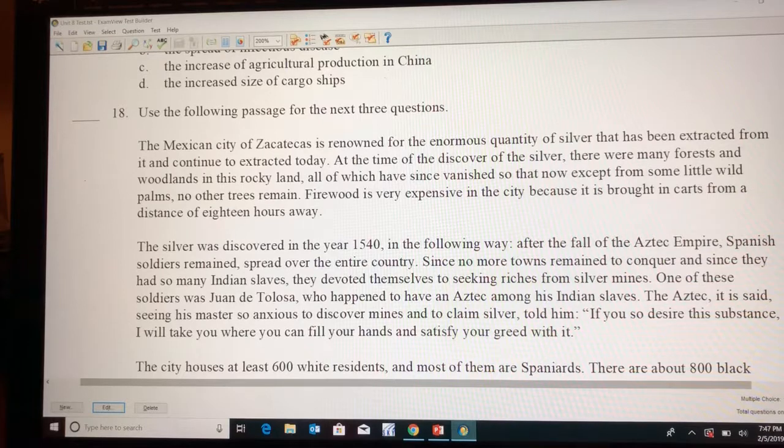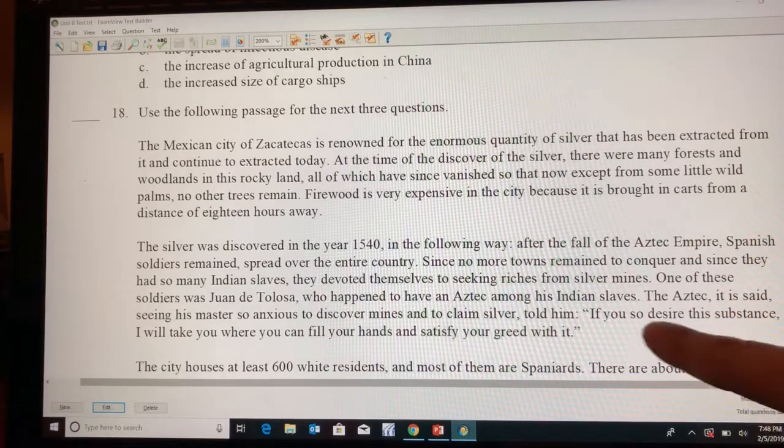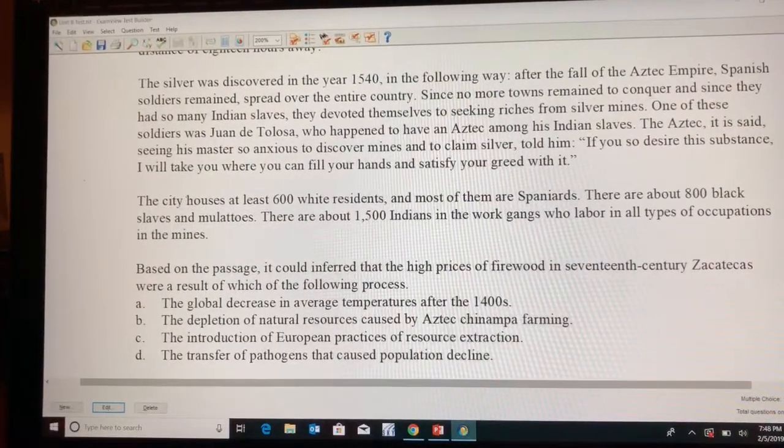One of these soldiers was Juan de Tolosa, who happened to have an Aztec among his Indian slaves. So this guy who was looking for silver had an Aztec amongst his people. The Aztec, it is said, seeing his master so anxious to discover the mines and to claim silver, told him, "If you desire this substance, I will take you where you can fill your hands and satisfy your greed with it." So this Aztec says he knows where it is and he'll take him to it.